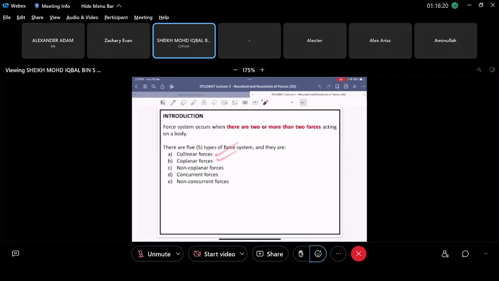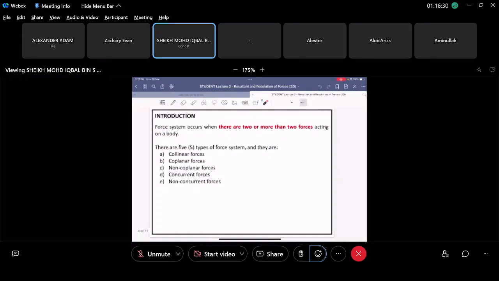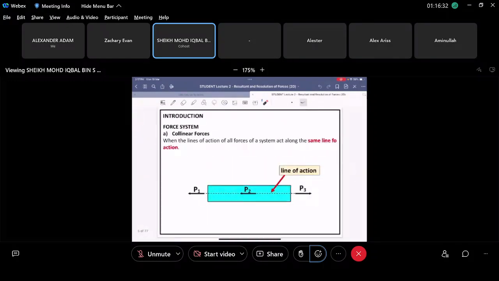collinear, coplanar, non-coplanar, concurrent, and non-concurrent forces, right? You don't have to remember this one because the definition is in the name itself. For example, collinear forces, the keyword here is linear. Collinear means that all the forces of the system act along the same line of action, right?